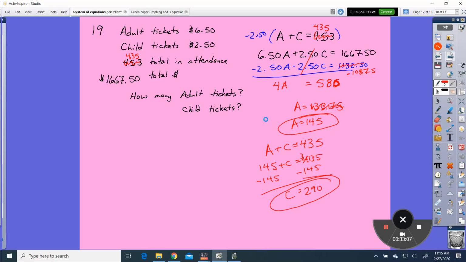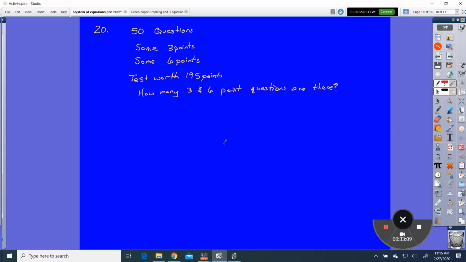All right, last problem that I'm going to do on this. The rest of it's extra credit. So let's talk about this last one. It says there's going to be 50 questions. Some are 3 points, some are 6. Okay, I'm just going to call these X and these Y to make it easier for me. So X questions plus Y questions, the 3-point questions and the 6-point questions, there are a total of 50 of them. The X ones are worth 3 points. The Y ones are worth 6 points, and there are a total of 195 points on this test. This isn't true for your test, by the way.